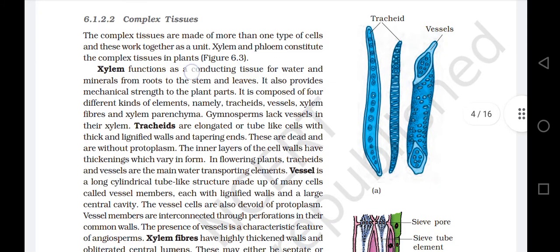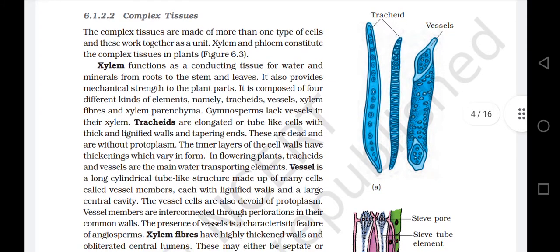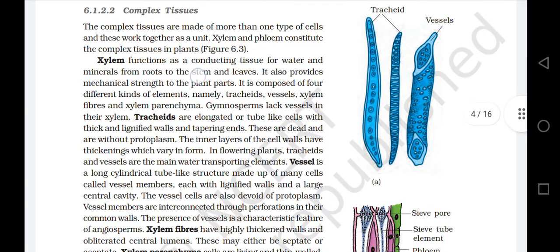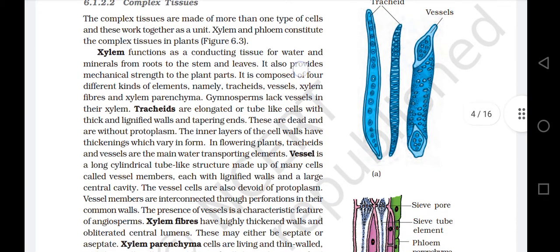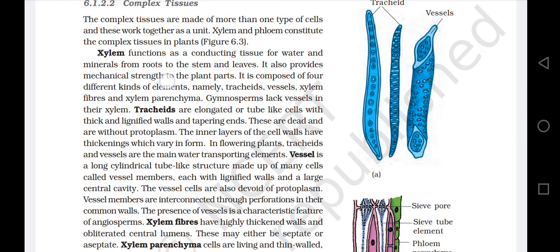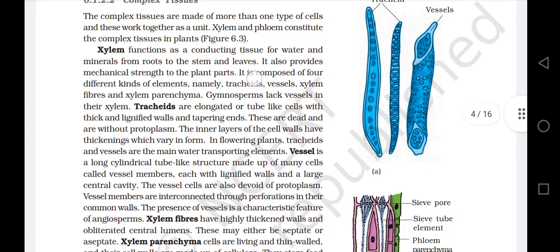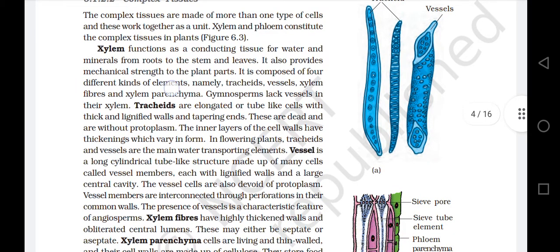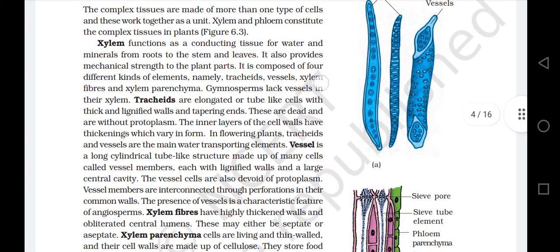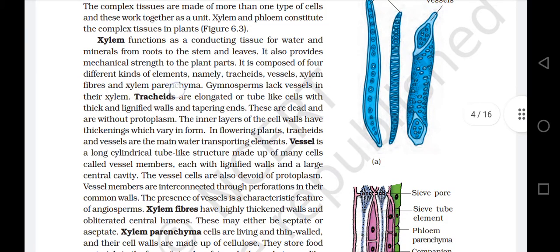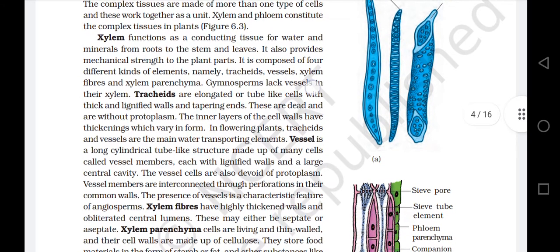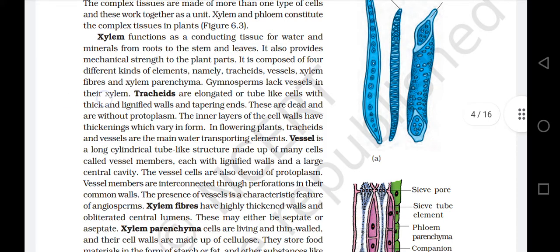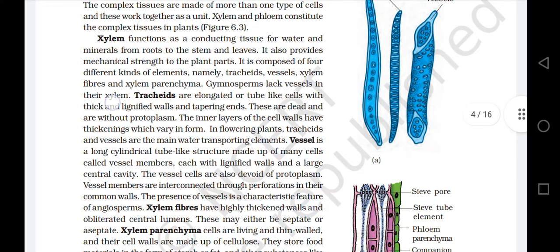Xylem functions as a conducting tissue for water and minerals from roots to the stem and leaves. It also provides mechanical strength to the plant parts. It is composed of four different kinds of elements, namely tracheids, vessels, xylem fibers, and xylem parenchyma. Gymnosperms lack vessels in their xylem.